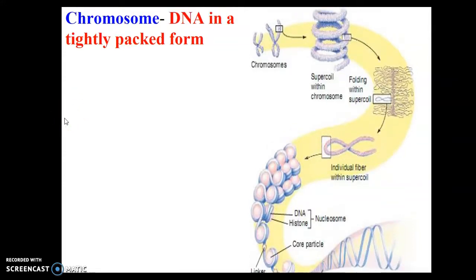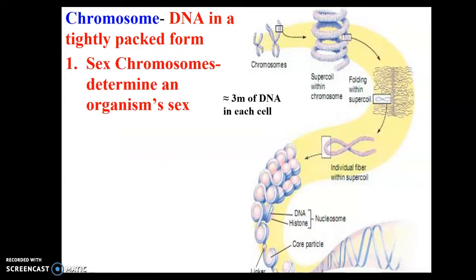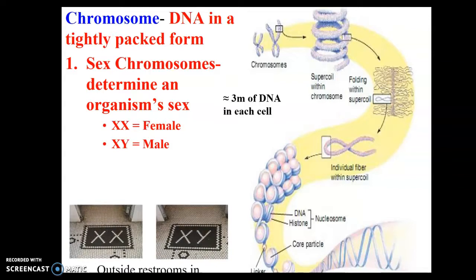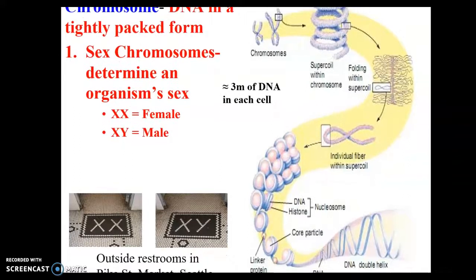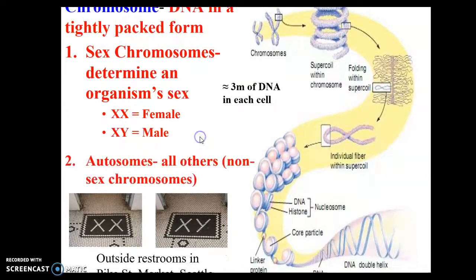So the chromosomes are basically extremely condensed DNA, very tightly packed. A sex chromosome determines an organism's sex. Okay, 2 X's for a female, X and a Y for a male. You've seen that before. Autosomes are all the other chromosomes that don't have anything to do with gender.